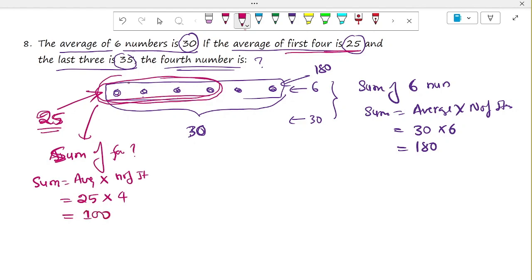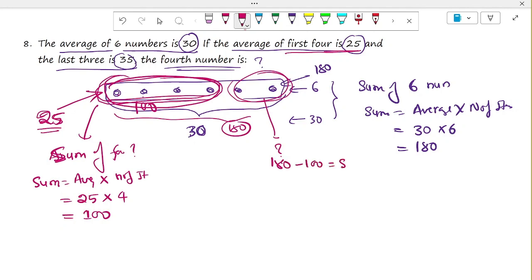Now you see, I have got the sum of some of these numbers as 100 and the sum of all of them as 180. Can you find out the sum of these two numbers? It is 180 minus 100. So this will be equal to 80. Now I know the sum of these two values, but I don't know the individual values. It can be any combination that makes 80.